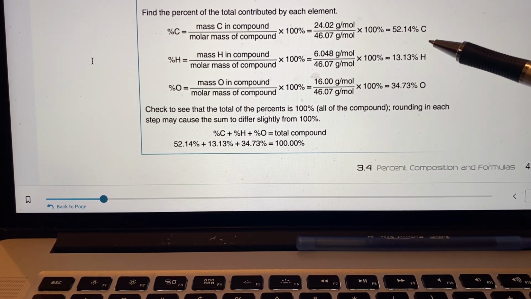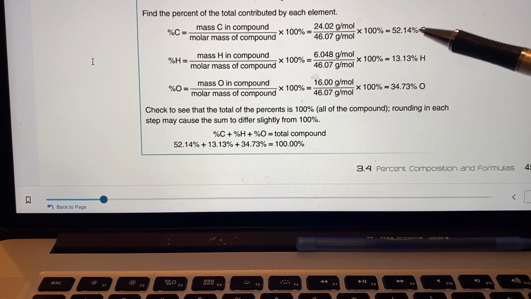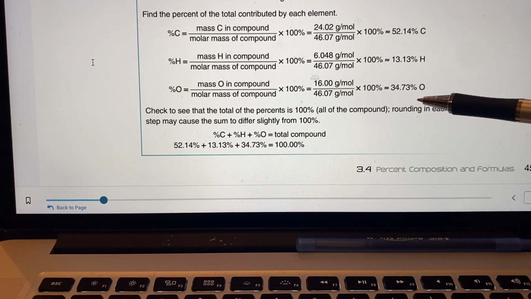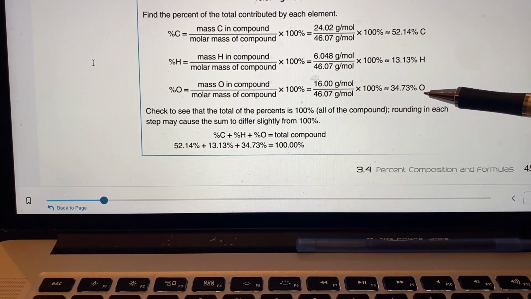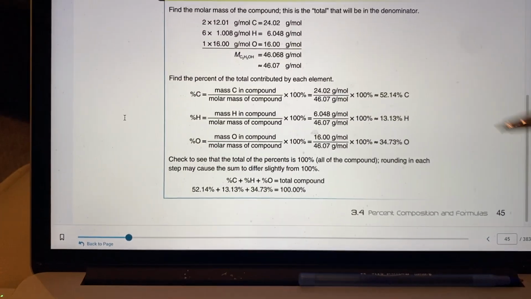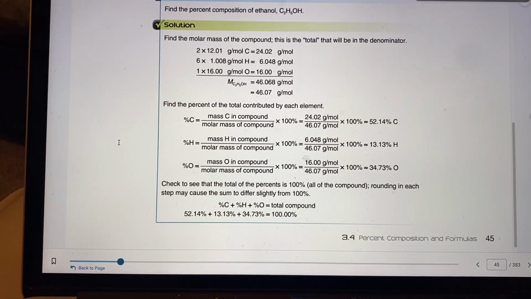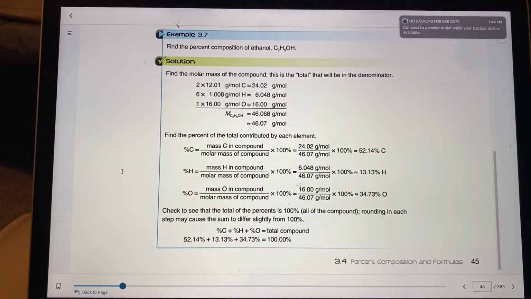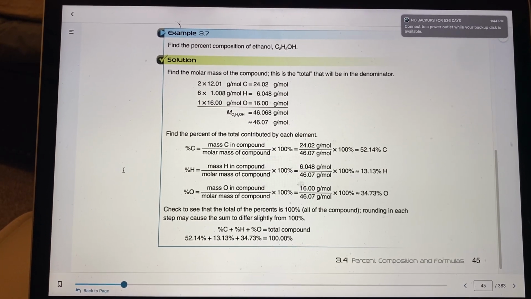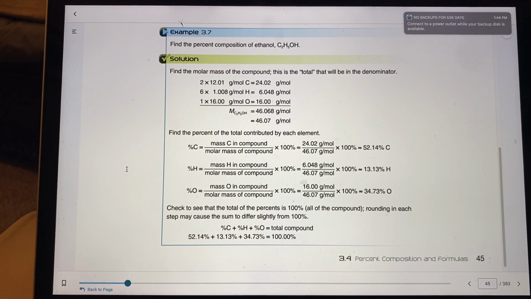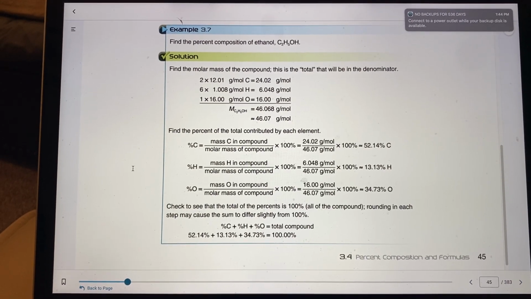There's going to be 52.14% carbon, 13.13% hydrogen, and 34.73% oxygen. And that's going by weight. Because before we're going by the weight, which is, remember, gram per mole, because we can't really weigh out a single atom, but we put it into grams per mole, and we go by moles, which is the Avogadro number, remember. So that's how we do those to find the molar mass of the compound.